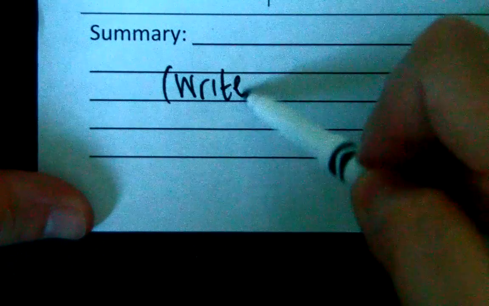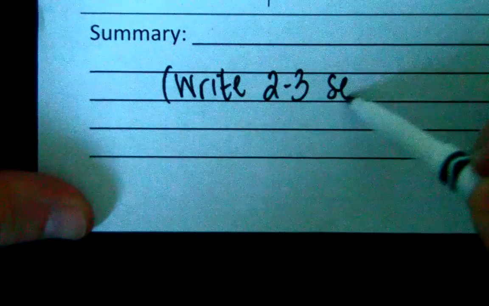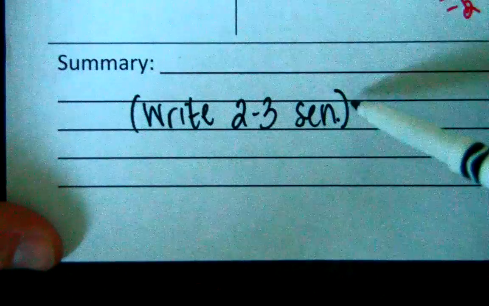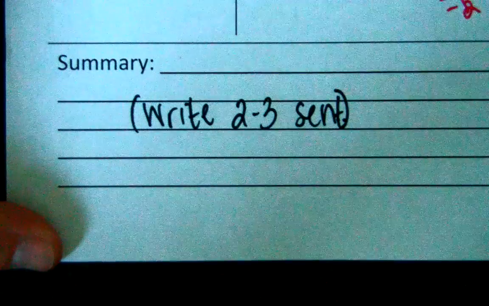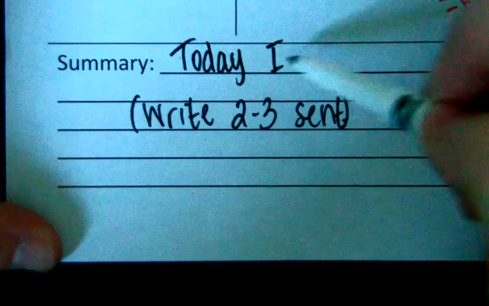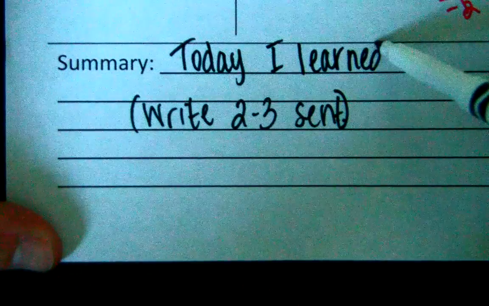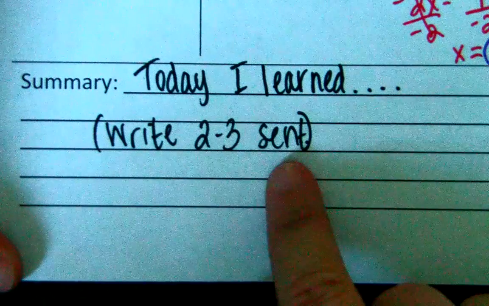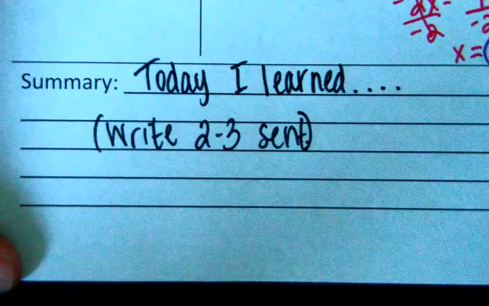And then at the bottom, I need you to write 2 to 3 sentences, okay? So you're going to write 2 to 3 sentences. Okay? And you can use the sentence stem: Today, I learned, and then you complete it. So you're going to write 2 to 3 sentences, and you can start with today I learned, and then complete it.